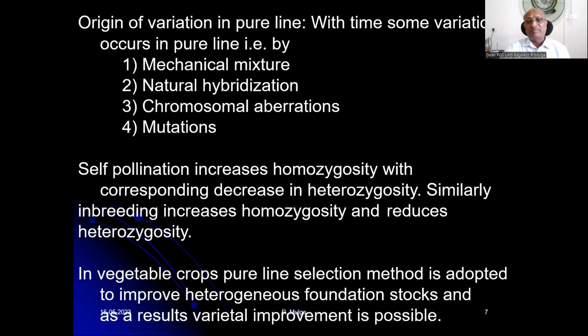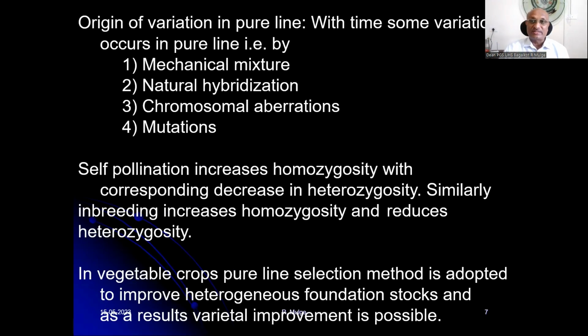In vegetable crops, the pure line selection method is adopted to improve heterogeneous foundation stocks. That means variation is there. Each plant is homozygous, but they are different from one another in a foundation stock. As a result, varietal improvement is possible.